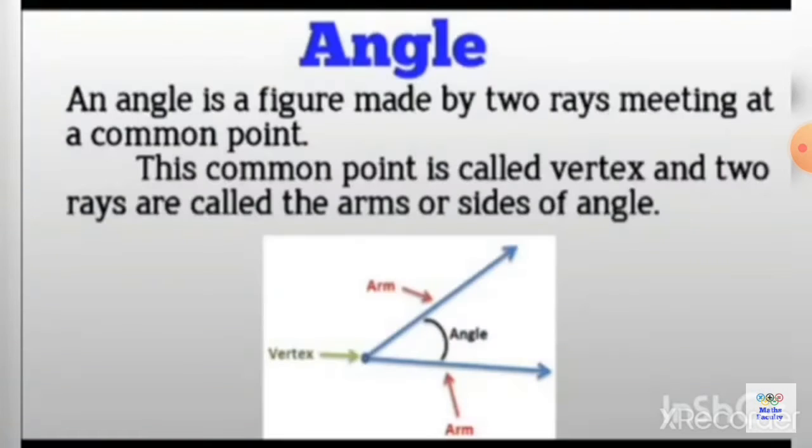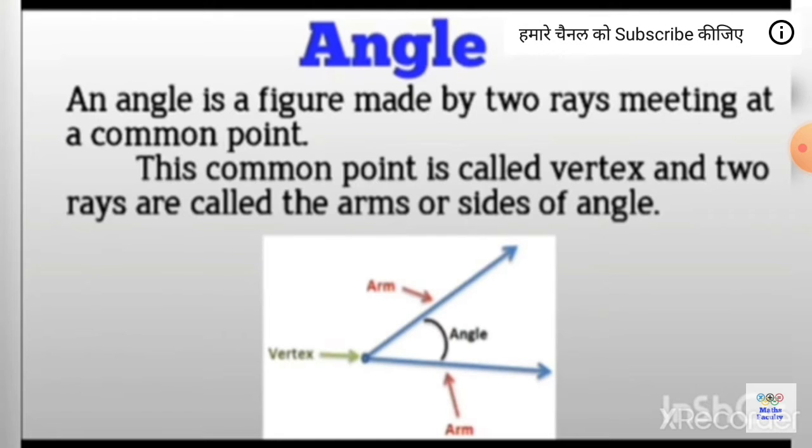I am telling you what an angle is. An angle is a figure made by two rays meeting at a common point. This common point is called the vertex and the rays are called the arms of the angle. You see on the white page two rays meeting at a point. This point is known as the vertex and the two rays are the arms, and they make an angle.